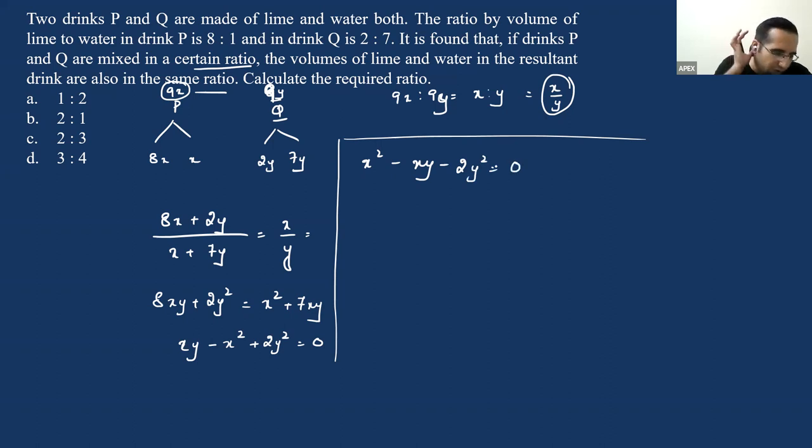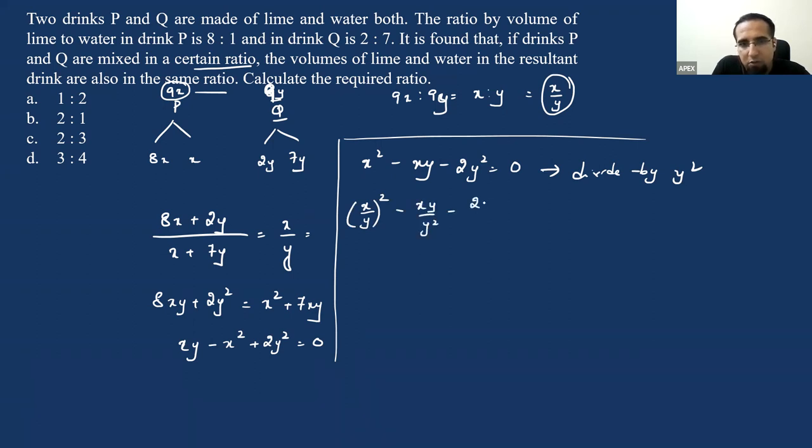Now, instead of further trying to solve this, our job here is majorly going to be to get the value of x by y, right? If I want the value of x by y, remember this process: divide the complete equation by y square. If I divide by y square, this becomes x by y whole square minus xy by y square minus 2y square by y square is equal to 0. And I would write x by y as r. So this will give you r square minus r minus 2 is equal to 0.